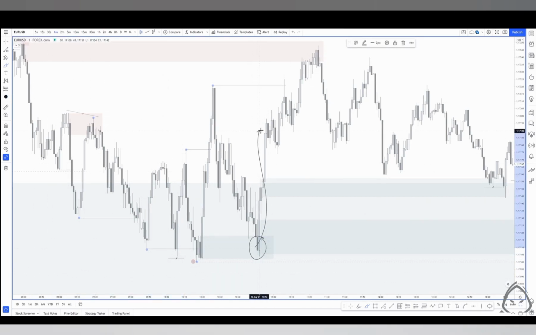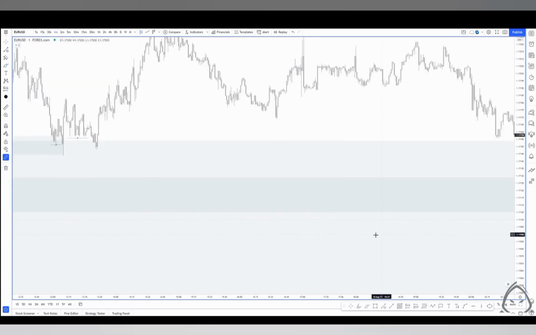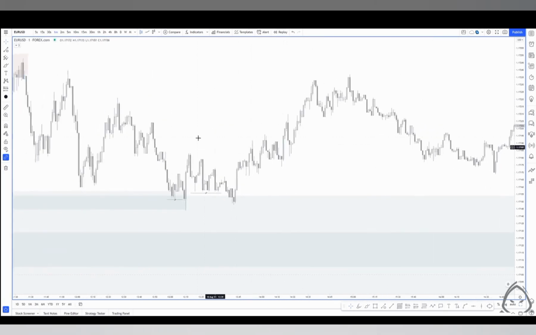We tap into this. Great. Now that we have our mitigation, we sweep liquidity, we break structure. This area right here has all the probability that we need, that chances are this will be a valid trade. And what we can see is price does eventually react and respect that zone.